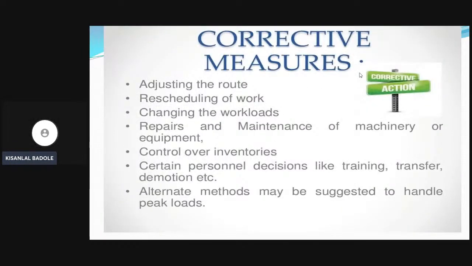Okay, friends. After that, corrective measures. Okay, we require particular measures also. Means whatever planning we have done, production planning control, okay, for that purpose we require these types of basic corrective measures, and then our product will be completed within the given time. Okay, adjusting the routines, rescheduling of work, changing the workload. Okay, repair and maintenance of the machine or the equipment.